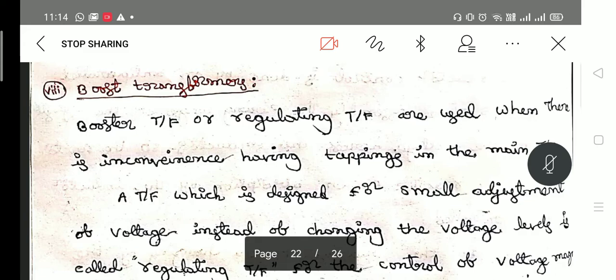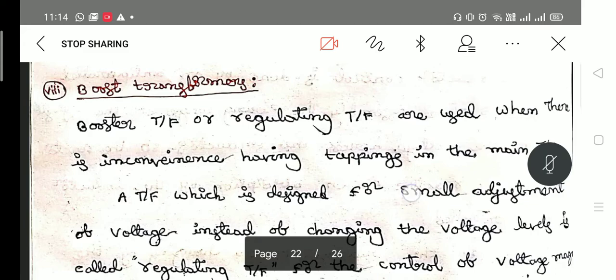In these boost transformers also we have two types. One is the three phase auto transformer, which is also called an exciting transformer. The second one is the series transformer. These are the two types of boost transformers. This boost transformer is a compensating device which provides a boost, similar to tap changing transformers.